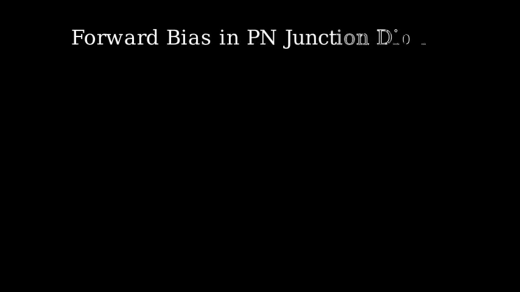Welcome to our lesson on forward bias in PN junction diodes. PN junction diodes are fundamental semiconductor devices that allow current to flow in one direction but block it in the other direction. Understanding how they work is essential in electronics.